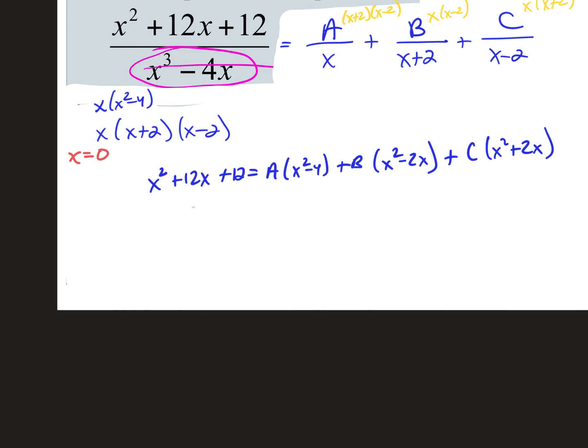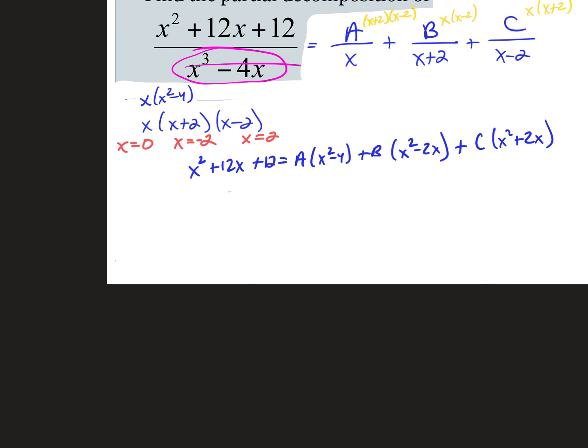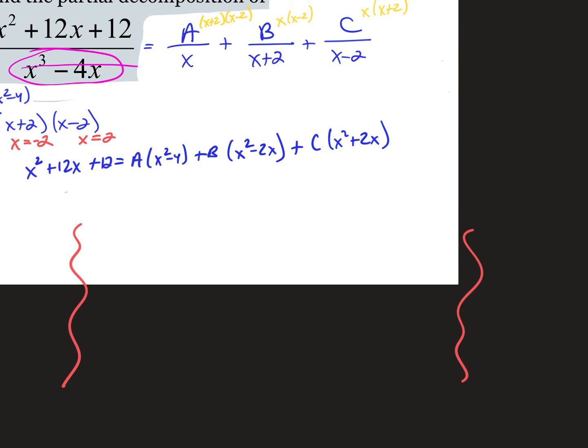0. x equals 0, good. Negative 2 and positive 2. So we're going to do this again. Yep, you got to do 3 of them.